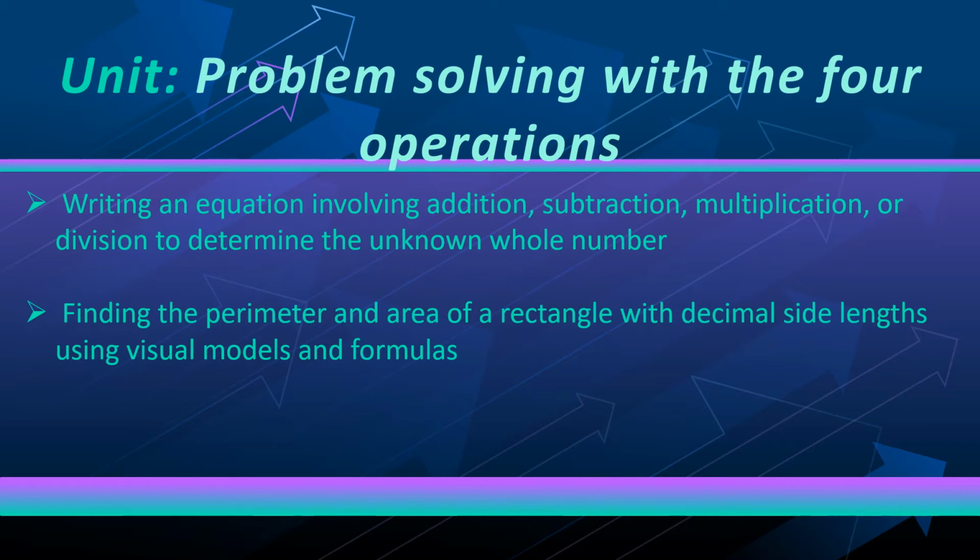Here are 2 more additional key concepts you will be seeing in this unit. Students will be writing equations involving addition, subtraction, multiplication, and division in order to determine an unknown whole number. And finally, finding area and perimeter of rectangles with decimal side lengths using visual models.